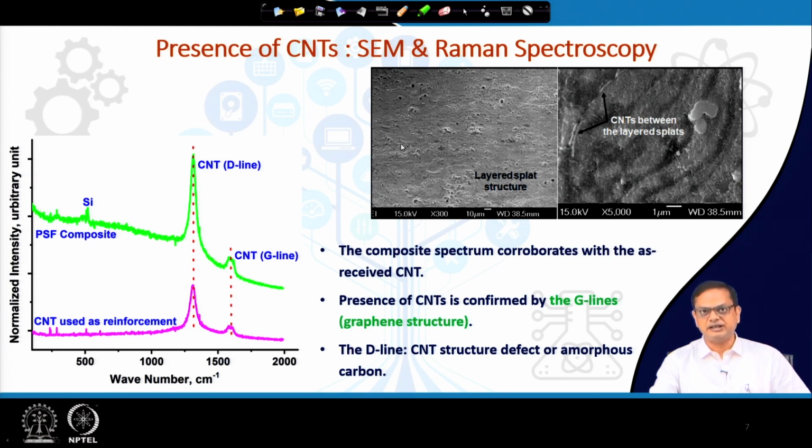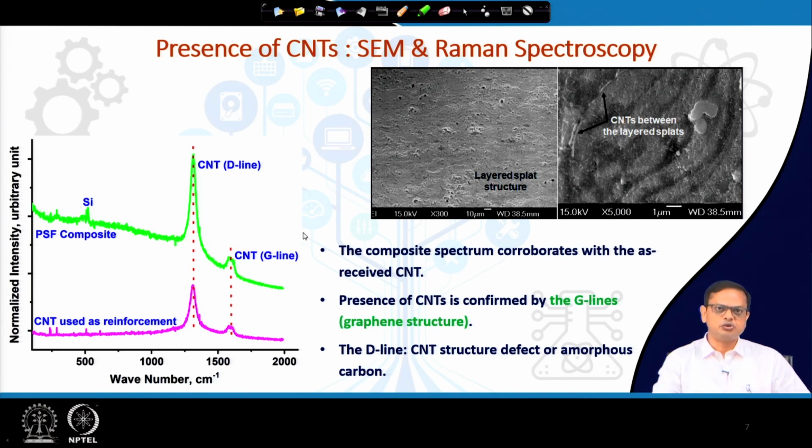That is why you see a nice wavy splat structure, and at high magnification you can see the individual splat layers. In between the individual splat layers, you can also see carbon nanotubes actually residing in between the splats. Okay. So, clearly you can see these carbon nanotubes residing in between the splats. That means carbon nanotube is there.